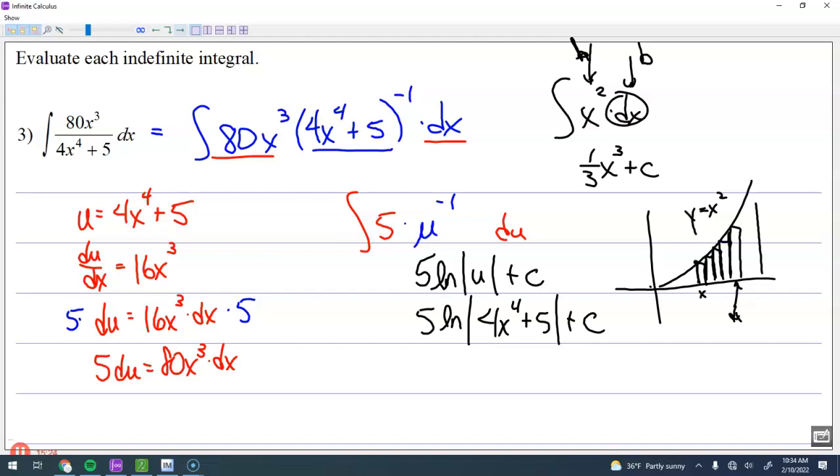Should I do 3 the other way? Do you want to go through 3 the other way? Go to 4? Yeah, what's up?